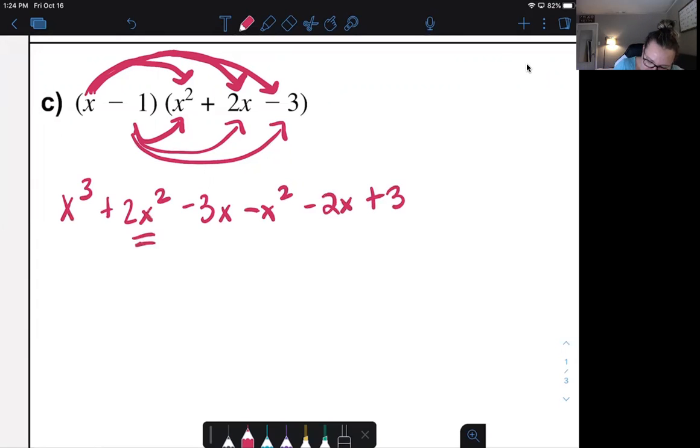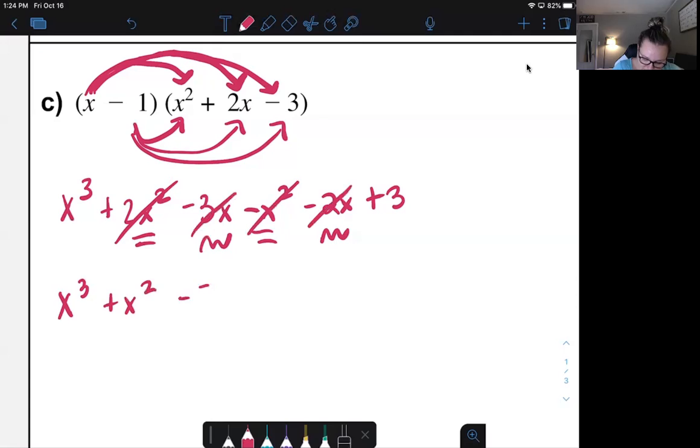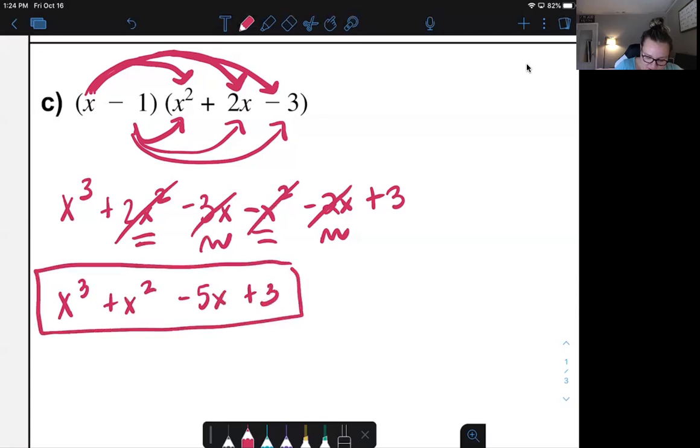I have some like terms, so I'm going to combine them. I get x cubed, 2x squared minus x squared is 1x squared. Negative 3x minus 2x is negative 5x, and then plus 3. So my final answer is x cubed plus x squared minus 5x plus 3.